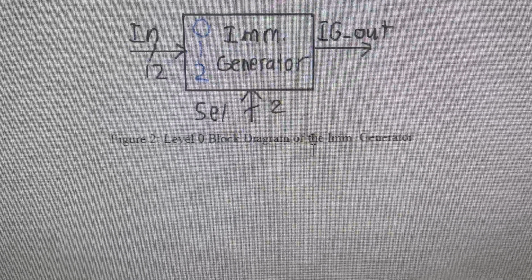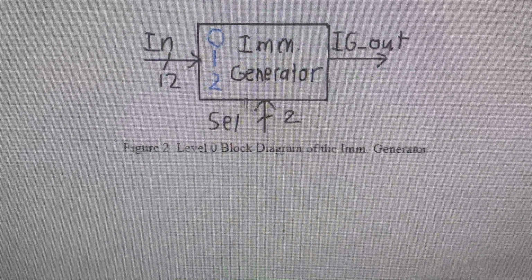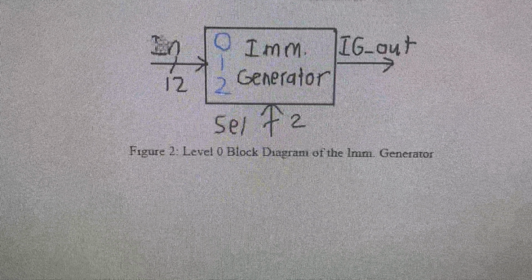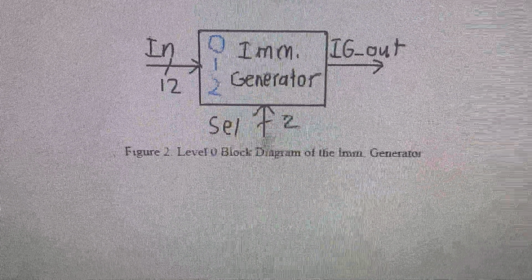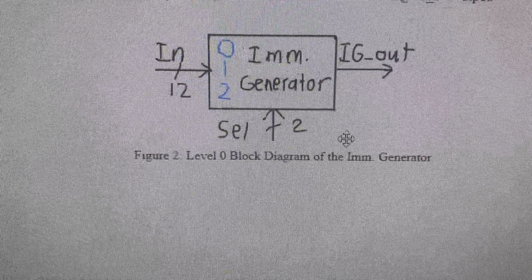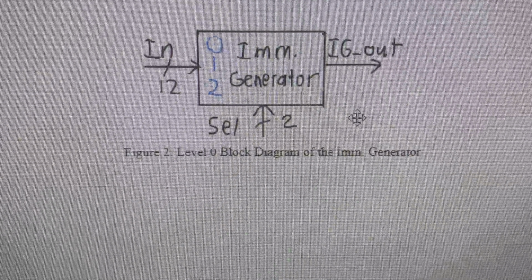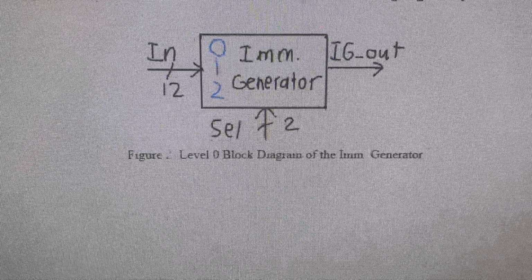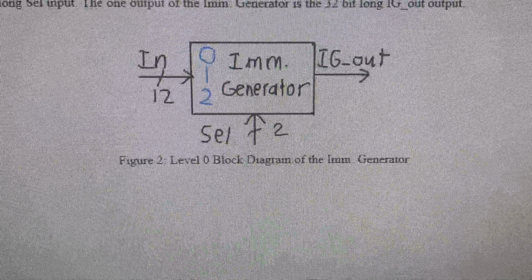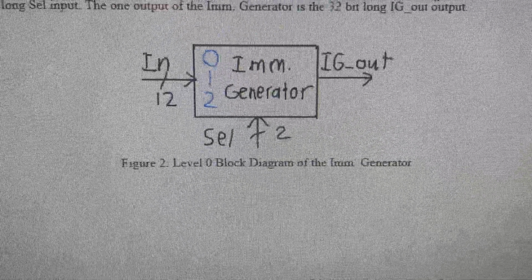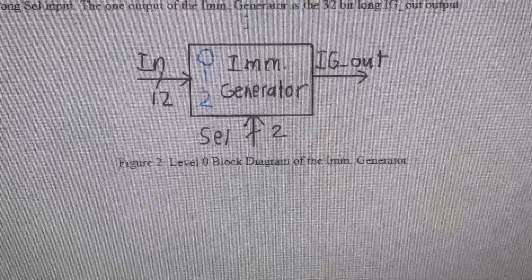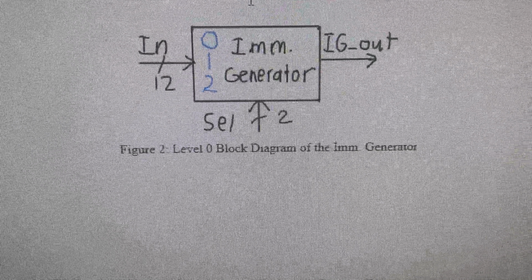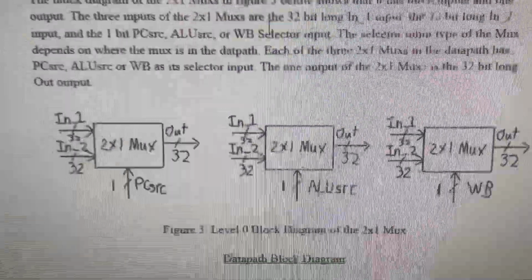Next, we have the IMM generator block diagram. As you can see, you got the select input and the in input. You got 12 bits, you got 2 bits, and then you got the out. So you got two inputs, one output. The two inputs of the IMM generator are the 12-bit long in input and the 2-bit long select input. The one output of the IMM generator is the 32-bit long IG_out output.